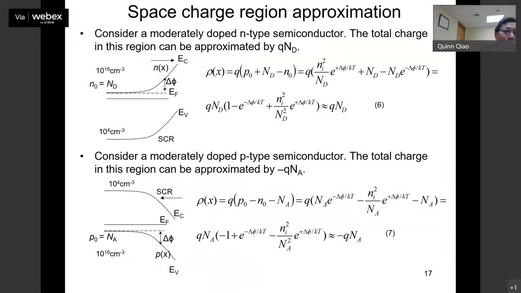And then the next thing we will discuss is called the space charge region approximation, okay?